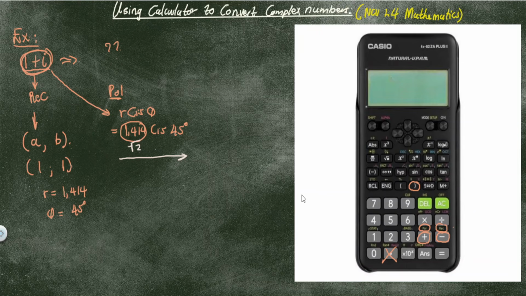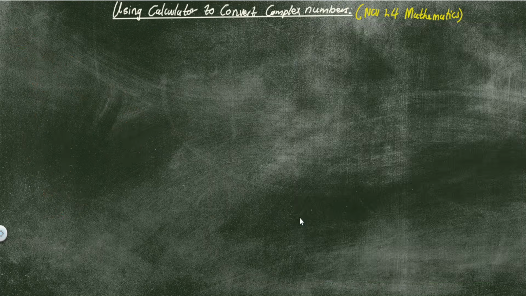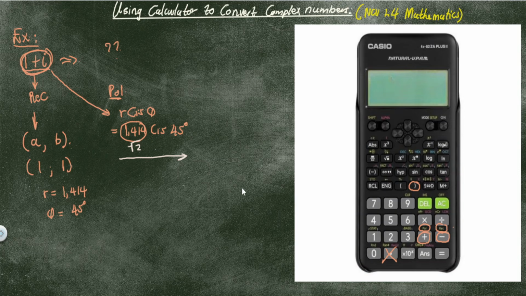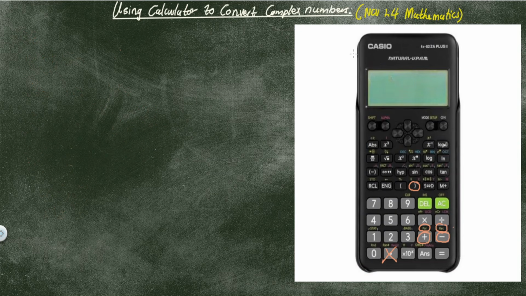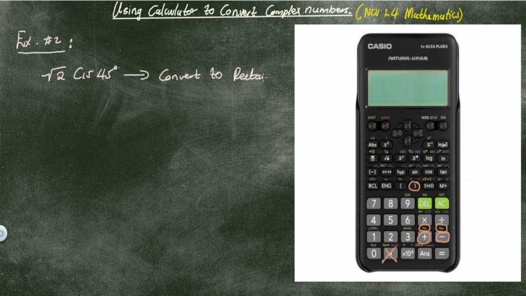Okay, let me erase instead of erasing the entire thing. Okay, let's take a second example. Example number 2. All right. So in example number 2, we have a complex number of square root 2 cis 45 degrees. Take this and convert it to a rectangular form.